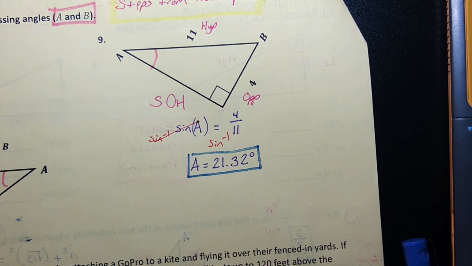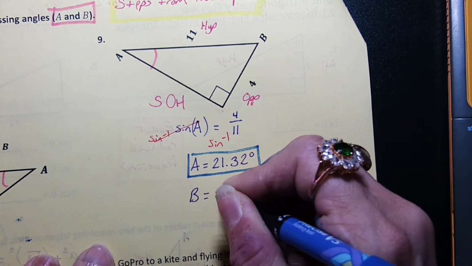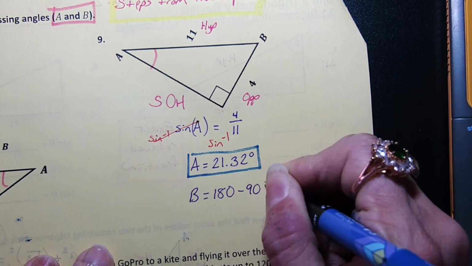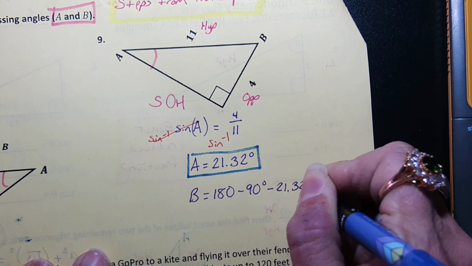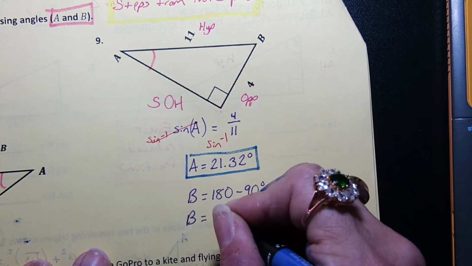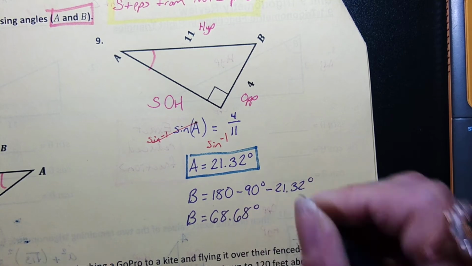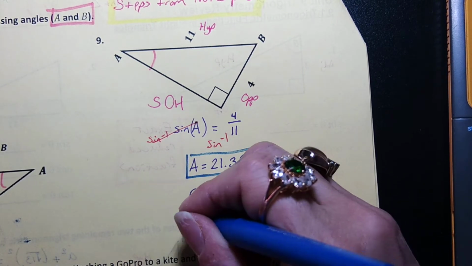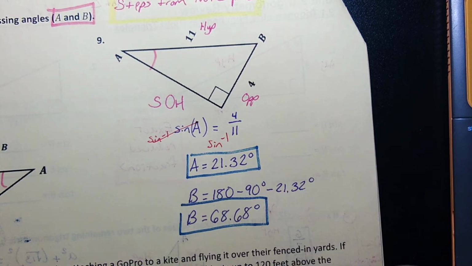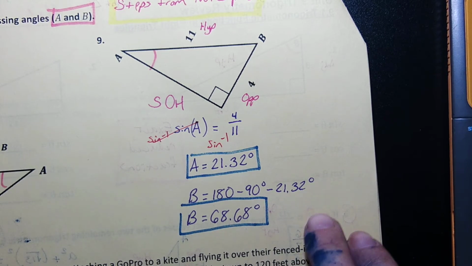Now that I have 2 of the 3 angles, do I need to do any fancy trick stuff to find the third one? Nope. So 2 out of the 3 sides, Pythagorean theorem. 2 out of the 3 angles, simply subtract from 180. So B will be 180 minus the 90 degrees minus the 21.32 degrees. So B is 68.68 degrees. So we only use inverse trig functions when we are trying to solve for an angle.